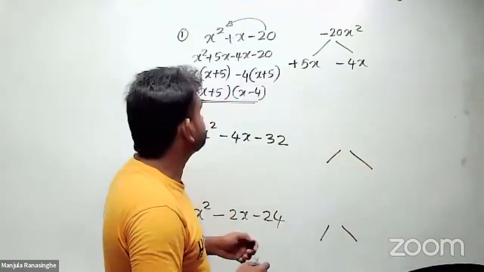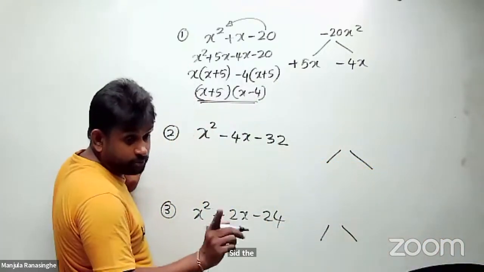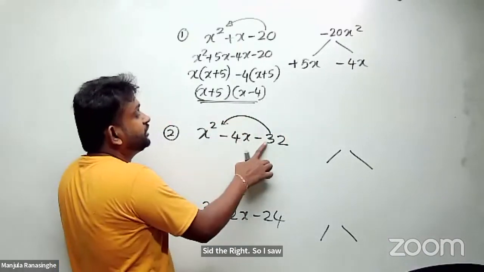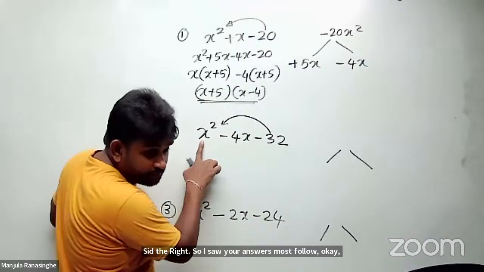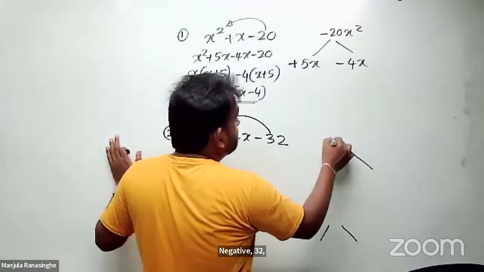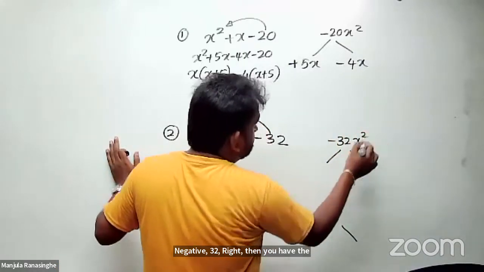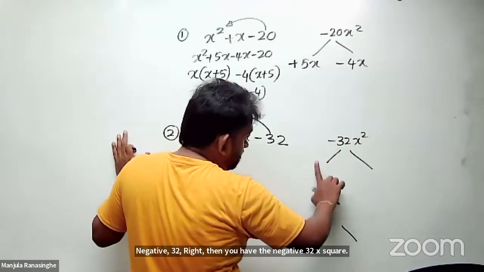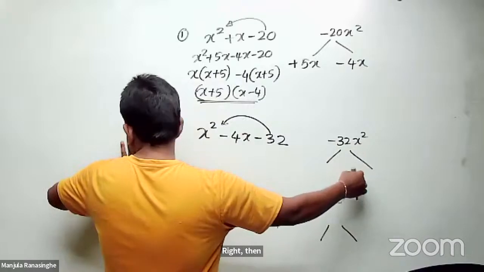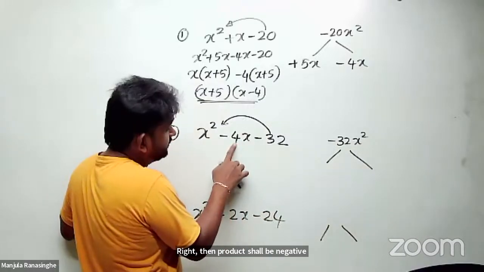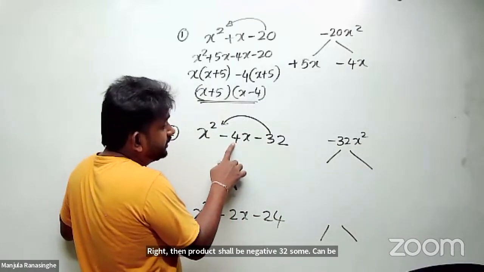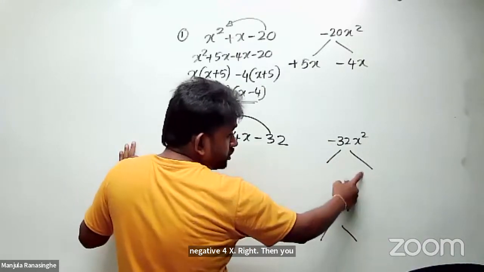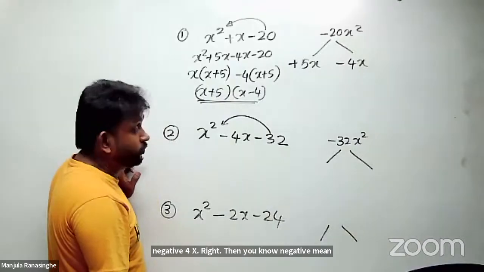Right. So I saw your answers. Most of you are okay. Negative 32 into x squared, negative 32x squared. Then the product shall be negative 32, the sum shall be negative 4x. Right. Then you know negative means positive-negative multiplication. Then the difference shall be 4.